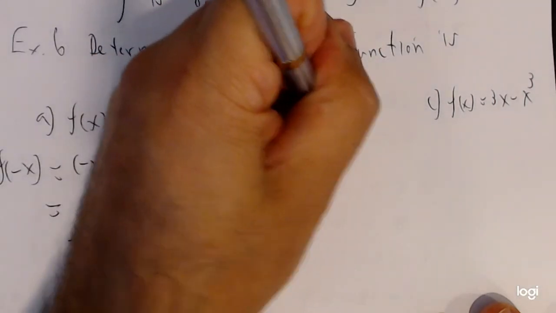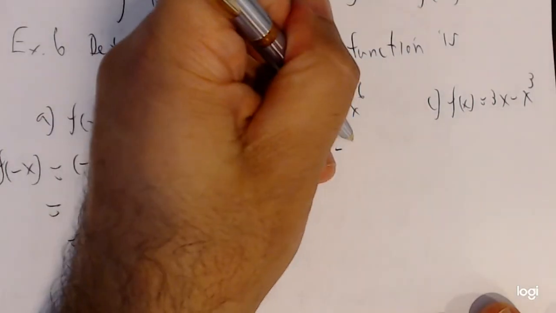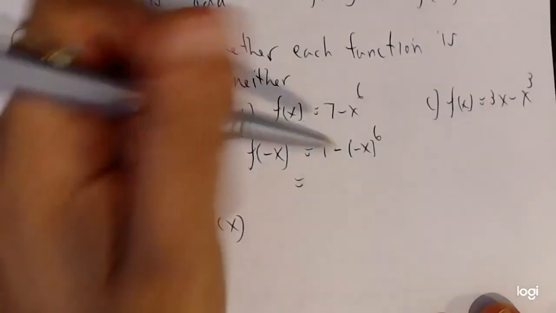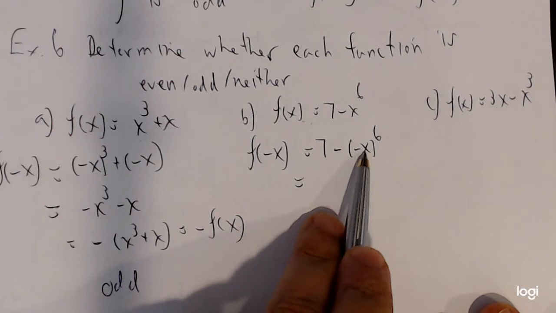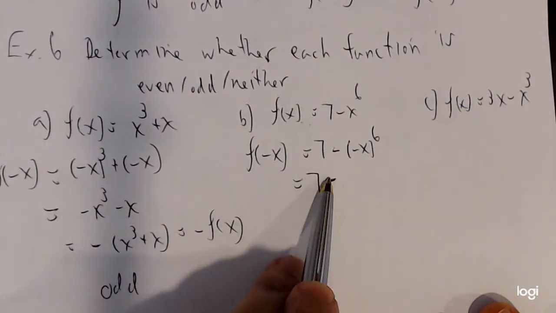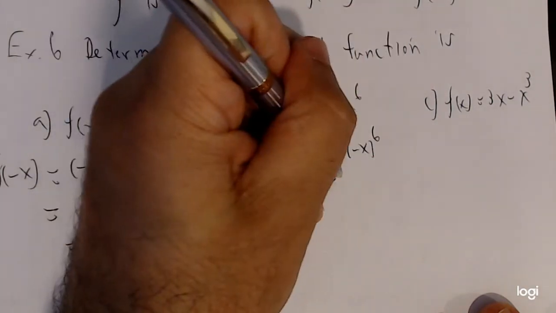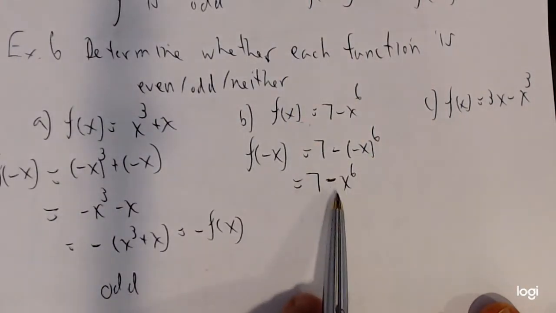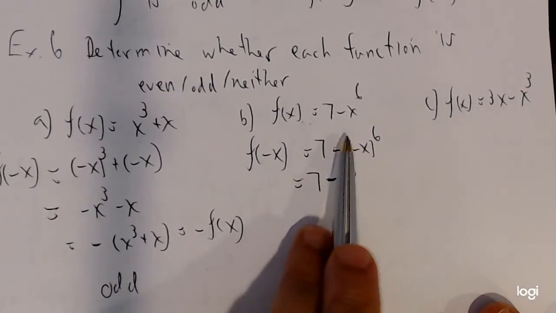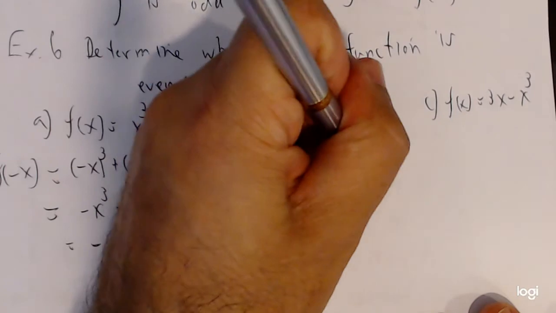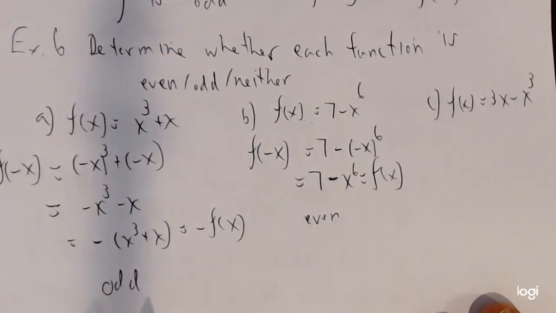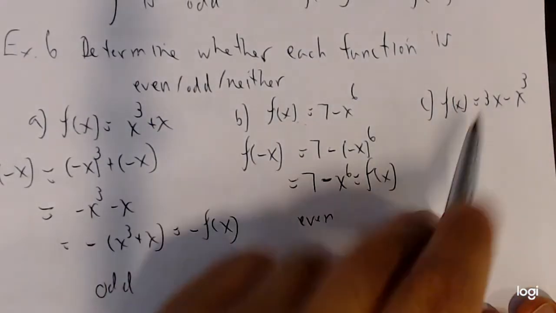It'll be 7 minus, this x is going to become negative x to the 6th. And then negative x to the power of 6, this becomes positive x to the 6th. So it'll be 7 minus, this minus is that. And that minus becomes positive x to the 6th. And then when I'm done, when I compare this to that, what do I notice? F of negative x, when I simplified it, I got the same thing back as f of x, which makes this even. Okay? Lastly, let's try this one out.